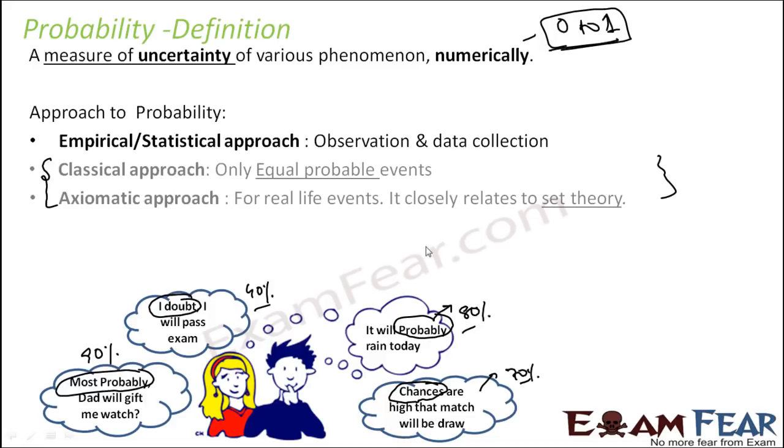And what we will study is that the probability is denoted by P, and this is nothing but the number of favorable outcomes divided by the total number.